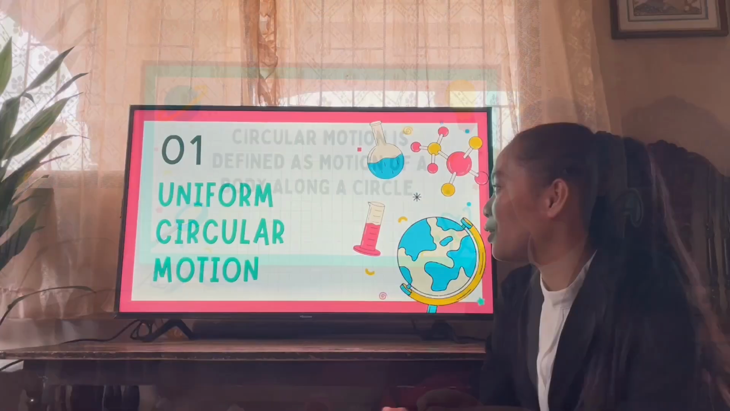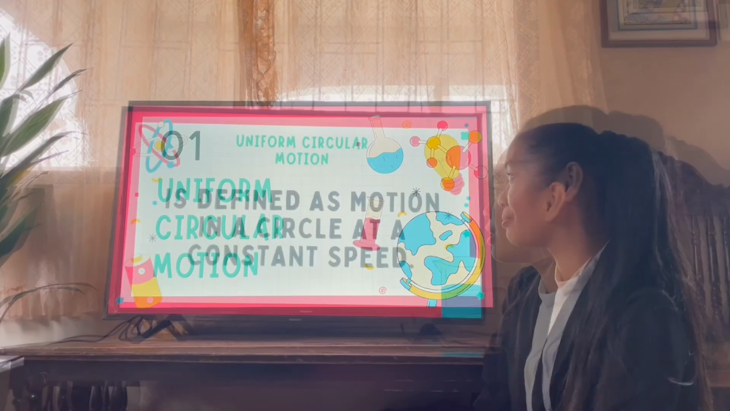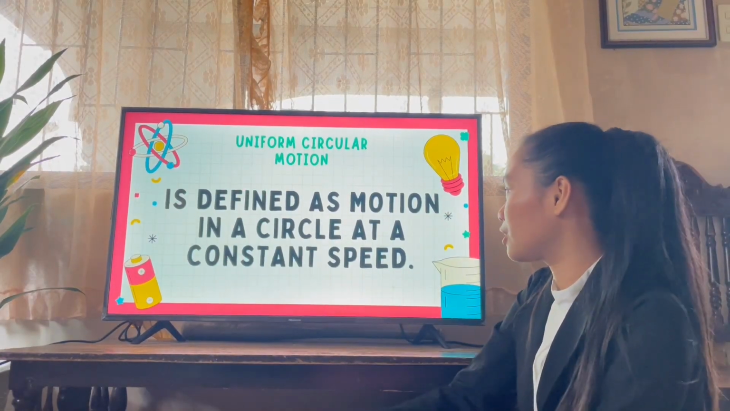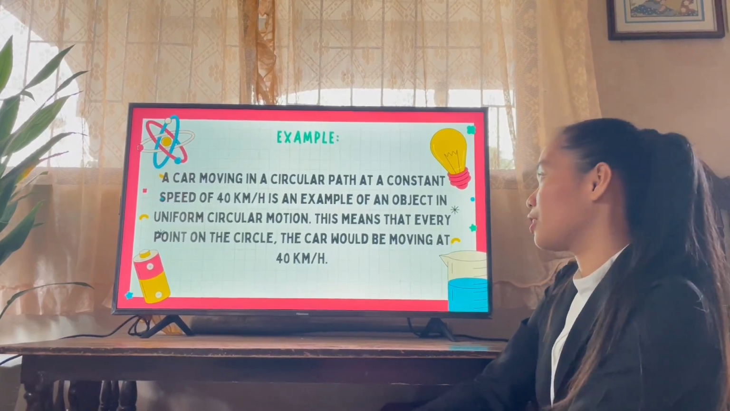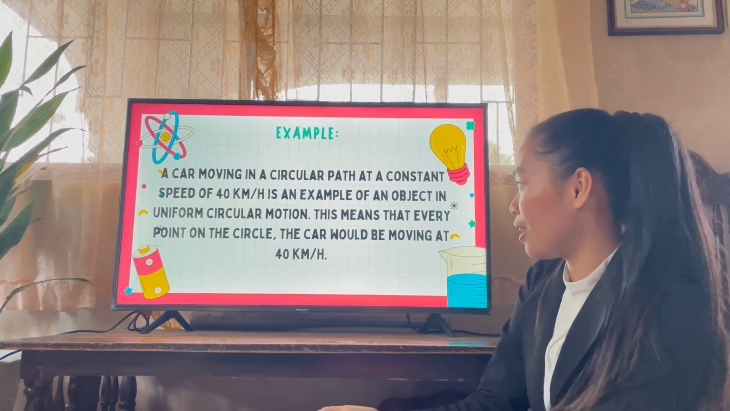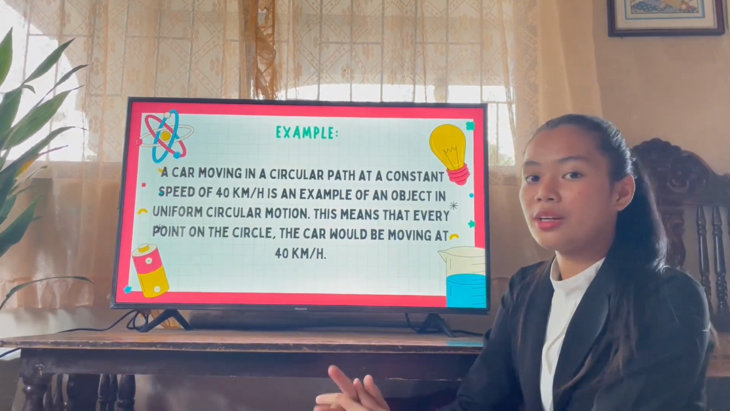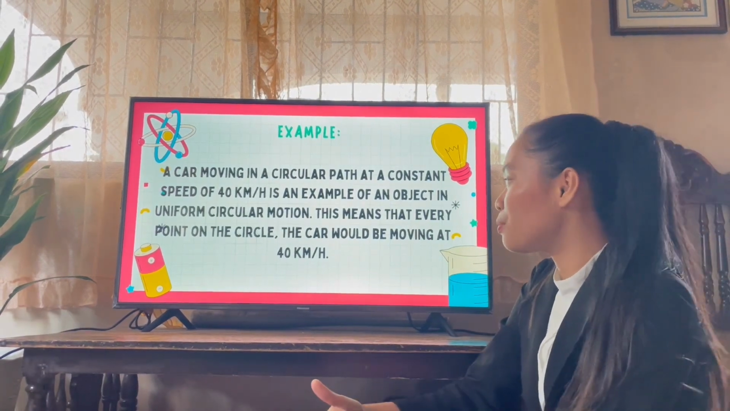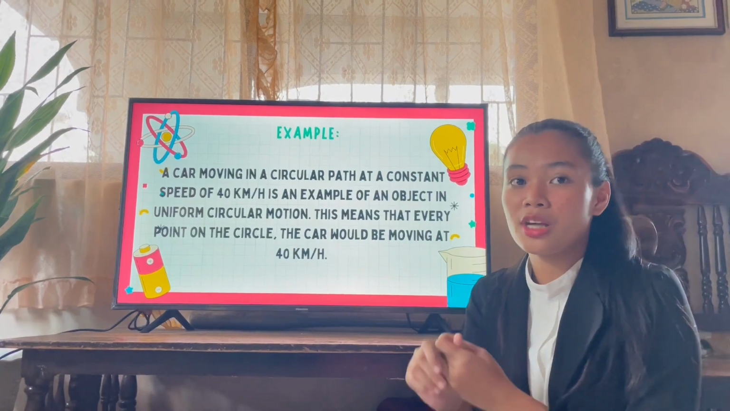Sun. So, uniform circular motion is a type of circular motion. It is defined as motion in a circle at a constant speed. An example is a car moving in a circular path at a constant speed of 40 kilometers per hour. This is an example of an object in uniform circular motion. This means that at every point of the circle, the car would be moving at 40 kilometers per hour.